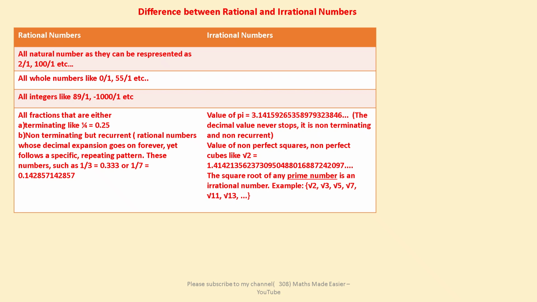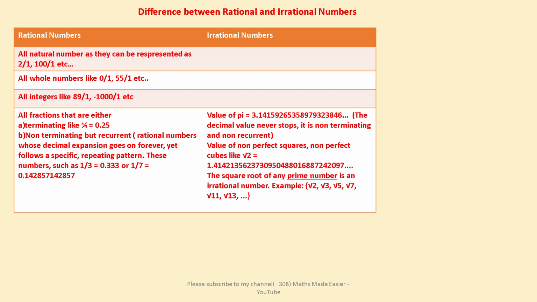There could be other fractions where the value is non-terminating, but it should be recurrent if it has to be a rational number. For example, 1 by 3, where the value of 1 by 3 is 0.333. It is a recurrent fraction. 1 by 7 is also a recurrent fraction, if you look into the pattern of numbers, where 1, 4, 2, 8, 5, 7 is repeating. The irrational numbers, on the other hand, if you consider the decimal value, it never stops. It is non-terminating and non-recurrent.